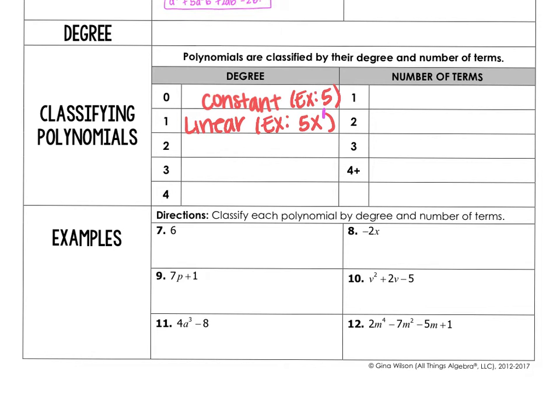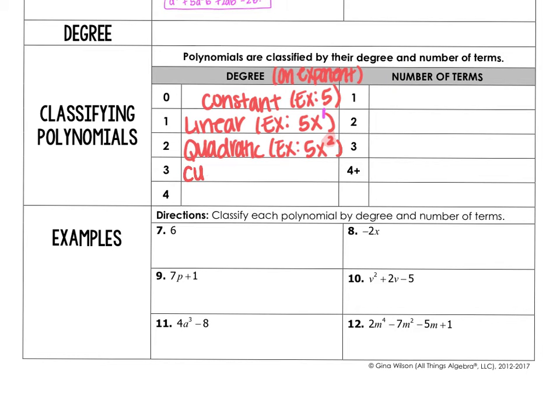Next is a degree of 2. We call that a quadratic. So when the degree is what's on the exponent, you might want to add that up there. A degree is the exponent. It's on the variable, it is the exponent, I guess I should have said. An example of that could be 5x squared. This 2 here makes it a quadratic.